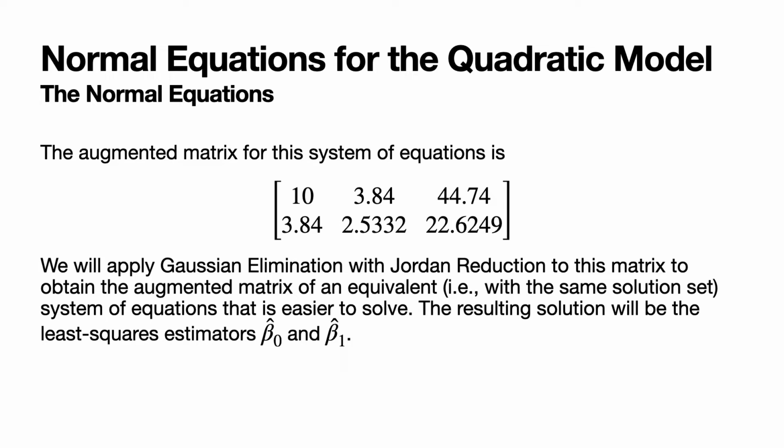We will apply Gaussian elimination with Jordan reduction to this matrix to obtain the augmented matrix of an equivalent system of equations that is going to be much, much easier to solve. Now, again, when we say equivalent, what we mean is that the reduced matrix that we obtain will have the same solution set. And so the solution of the reduced matrix will be the same as the solution of the original system, which are the normal equations. The resulting solution will therefore be the least squares estimators, beta 0 hat and beta 1 hat.